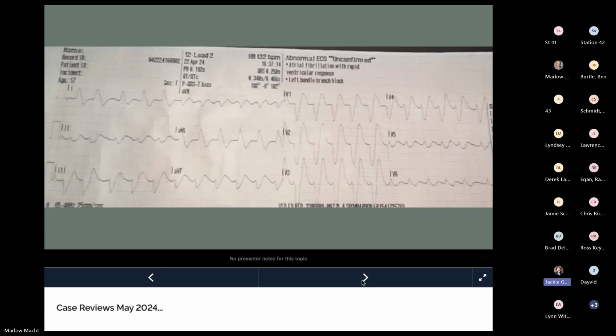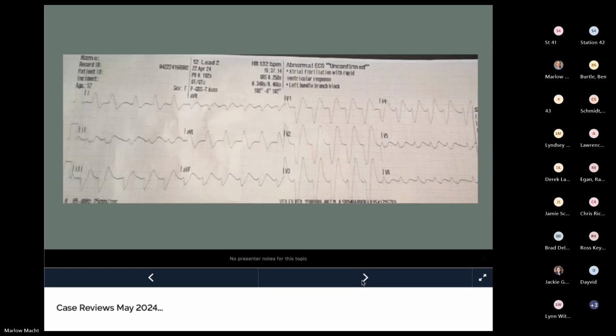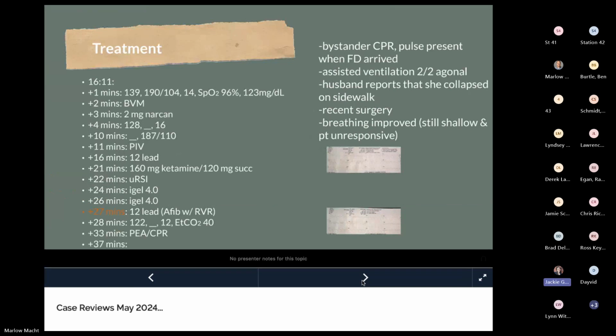If you remember previously, the QRS was 0.146, now it's 0.25, and the QTc is similar to the previous. So you're seeing widening QRS from serial EKGs, and they interpreted this as AFib with RVR in the chart. Next. At 28 minutes, they do another set of vital signs. Heart rate's 122, no blood pressure recorded, ventilated at 12, end tidal 40, and at 33 minutes, she goes into cardiac arrest. They document the initial rhythm as PEA, they initiate CPR, and they arrive at the hospital at 37 minutes with ongoing CPR. Next.